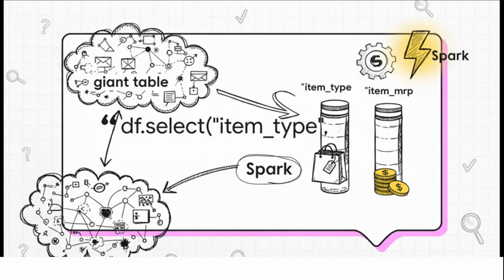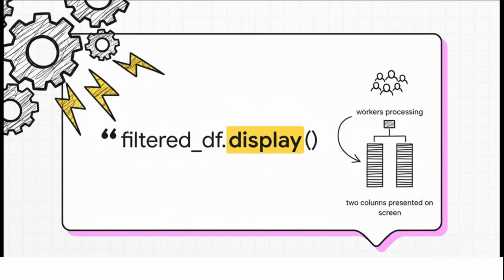Next, you apply a transformation. Here, we're telling Spark, out of this whole giant table, I only care about two columns, item_type and item_MRP. Now remember, at this point, Spark has just made a note of your request. It's being lazy. It hasn't actually done anything yet. And nothing runs until you call an action. That .display command, that's the trigger. The second Spark sees that, its whole optimized plan roars to life, the workers get to work, and then boom, the final result, just those two columns you asked for appears on your screen.